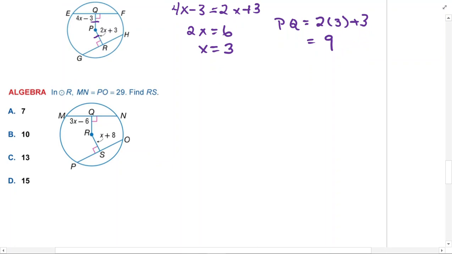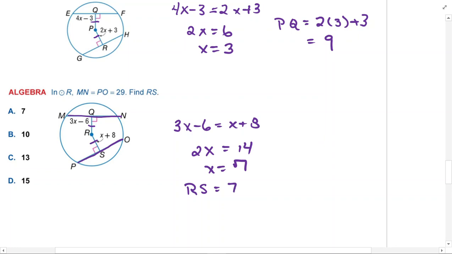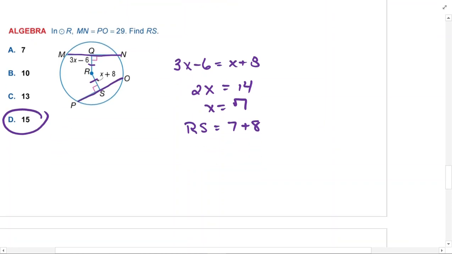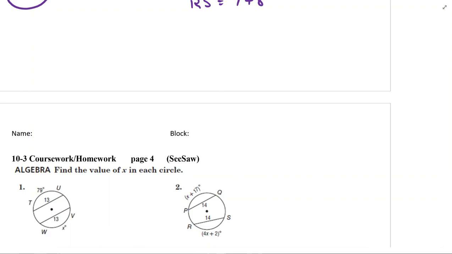In the next problem, we're told that MN and PO equal each other. That tells us that QR and RS are congruent. To find RS, we need to solve for x first. And we have x equals 7. Plugging that in for RS, we have that RS is equal to 15. And that concludes the lesson for 10.3.